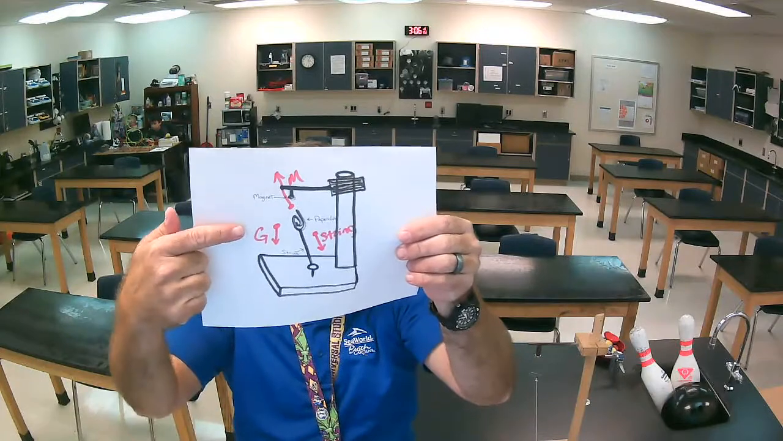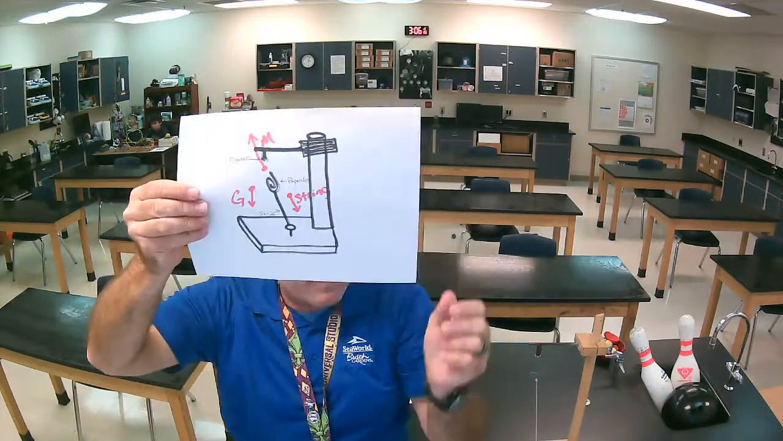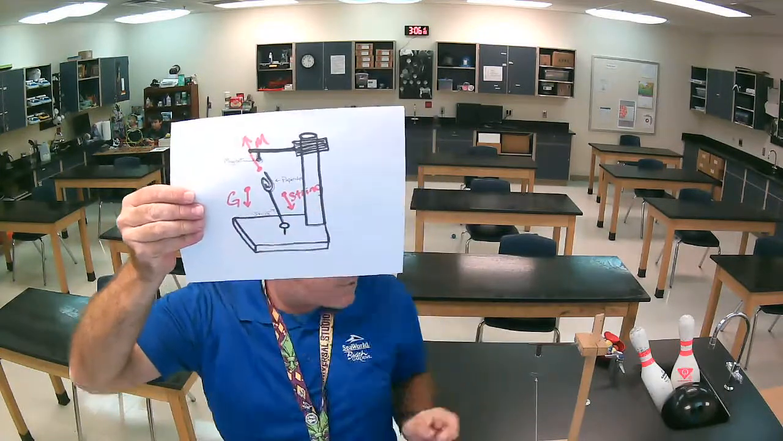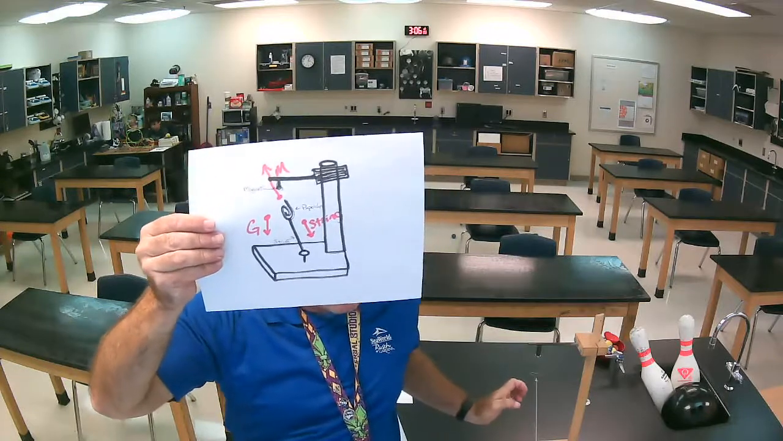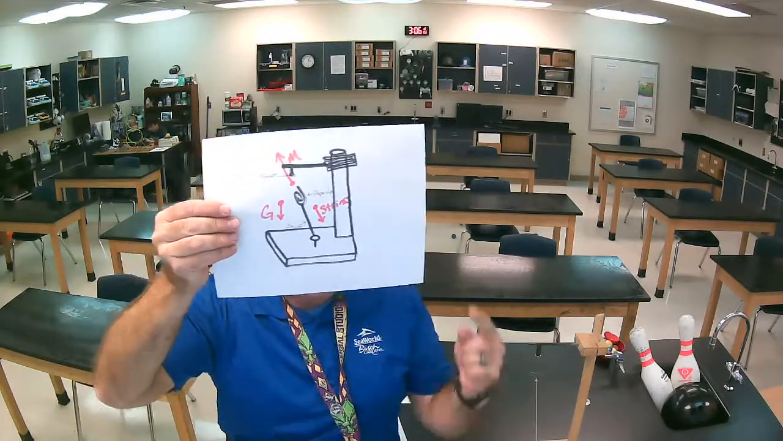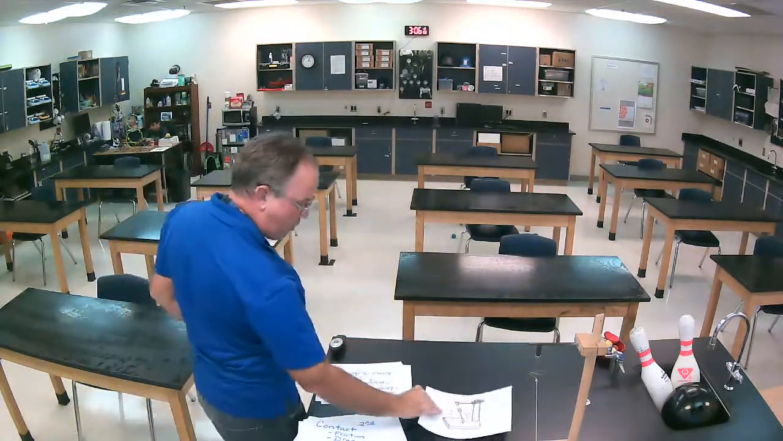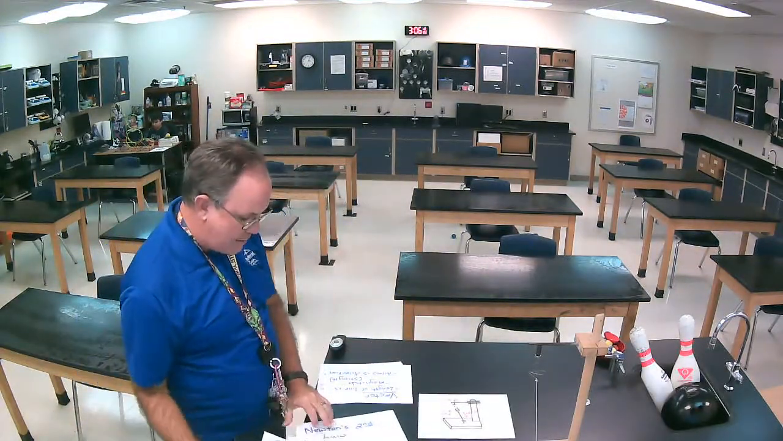There's gravity, which I've shown with a G. That's pulling down on the paper clip. And then there's the force of the string pulling away from the magnet. So those three forces are working together. When you have more than one force acting upon something, if the object is not moving, like this paper clip is not moving, if you don't feel motion, that's called a balanced force.